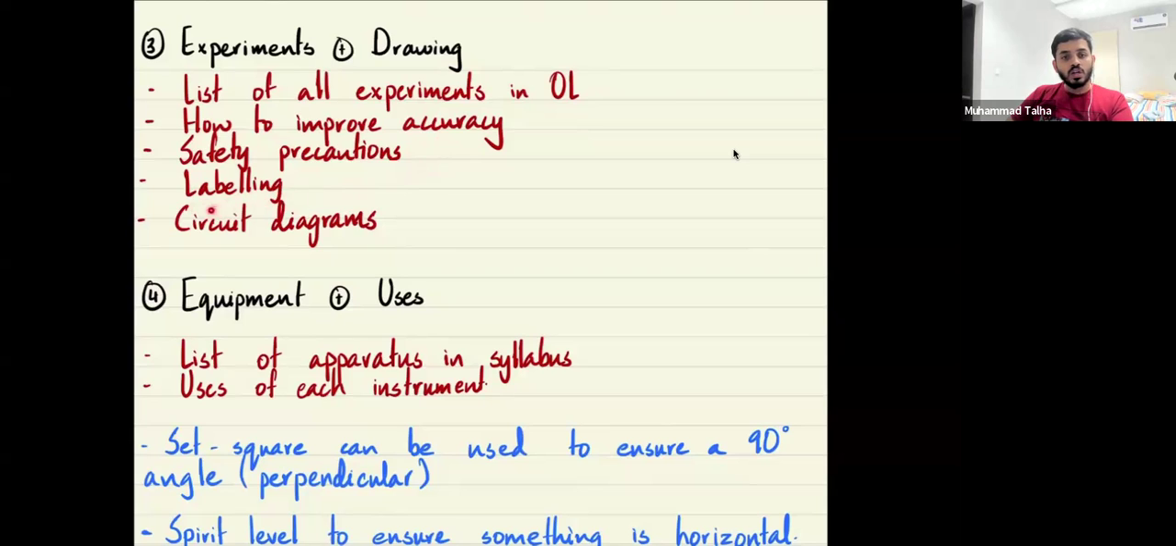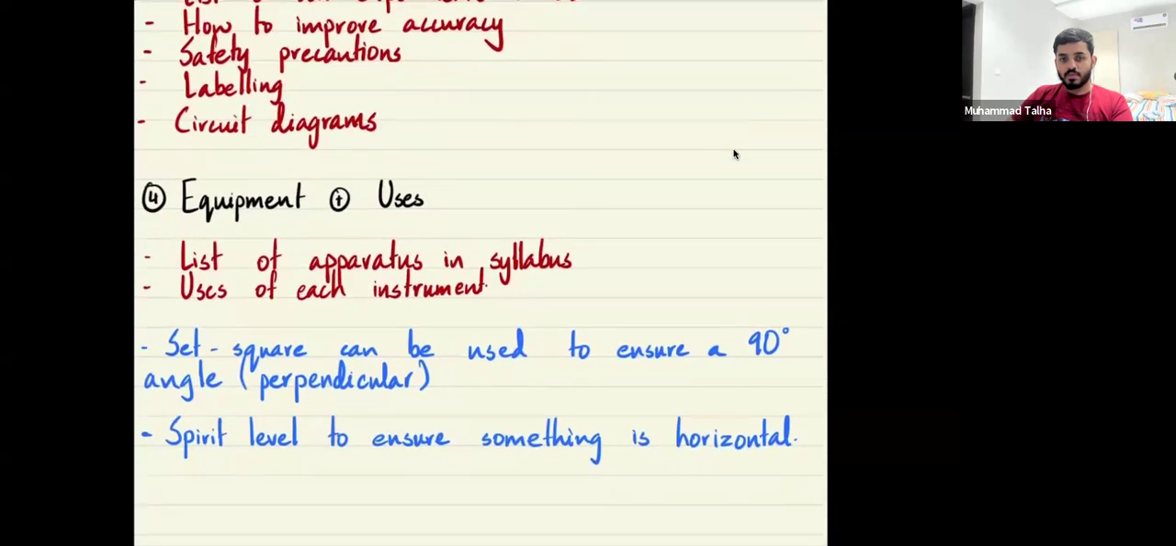Always with drawing, do remember that labeling is really, really important. Even if the examiner has labeled something, labeling it again is not going to hurt you, right? So most of the time in ATPs, you do not need to draw diagrams, but sometimes you might have a case where you do need to draw one. Circuit diagrams as well, we've talked about and we've seen in some of the ATPs that we've been doing.